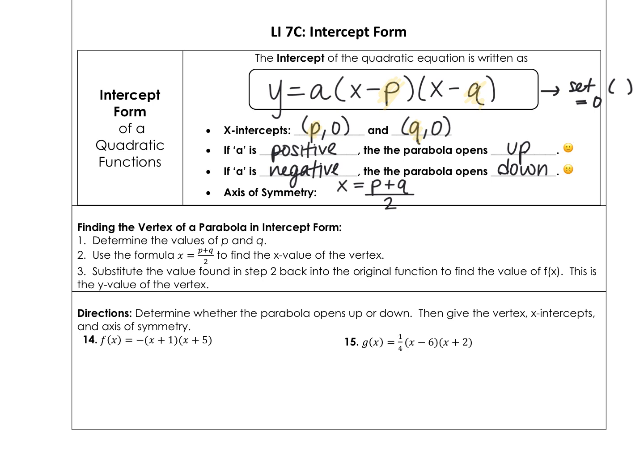Okay, so we're going to do number 14. Determine the values of p and q. Then we'll use the formula to find the x value of the vertex, and then you plug it back in. So a lot of it will feel very samey to yesterday. Because I have x plus 1 and x plus 5, that means my p is negative 1 and my q is negative 5.